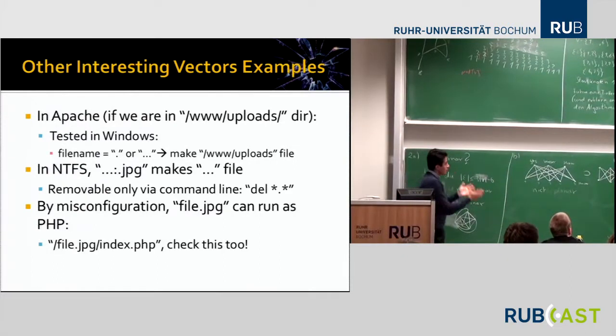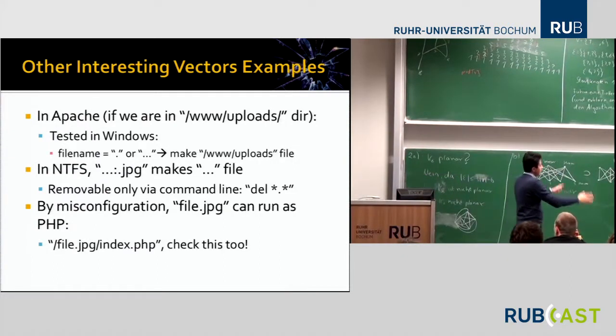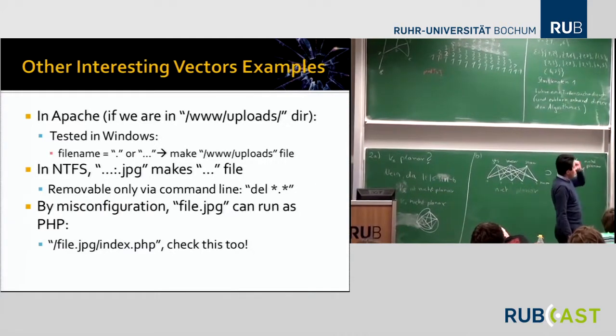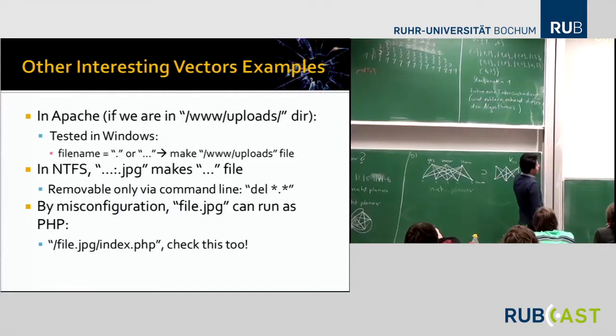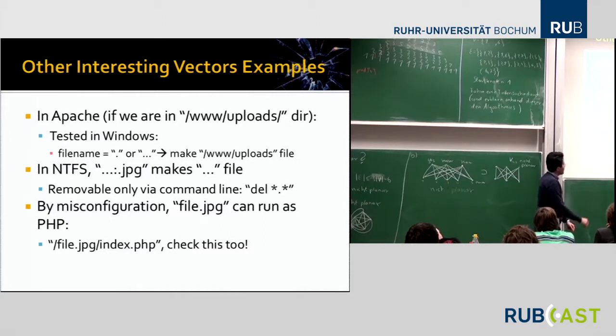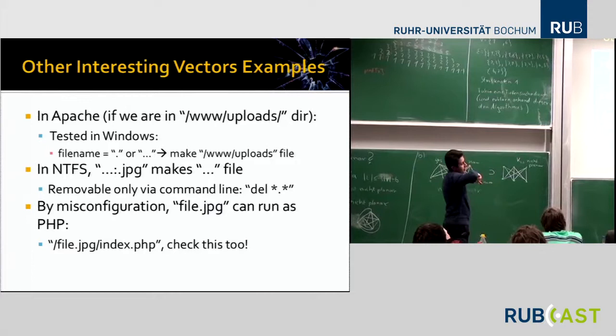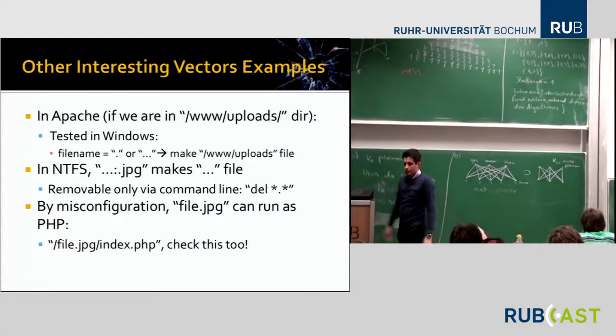Other interesting vectors, this is just examples to give you an idea when you are testing these file uploaders. In Apache, if you are uploading a file in www/uploads/, I've tested that in Windows, not in Linux. If you rename your file to just a dot or three dots, it will make a file with the same folder name next to that folder name. So it's kind of directory traversal.